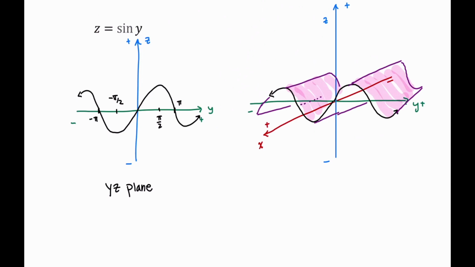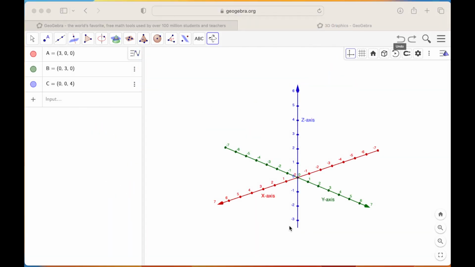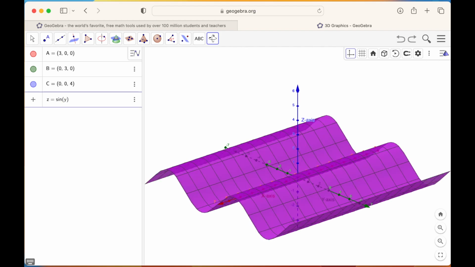So now that we've drawn this by hand, let's go ahead and look at this with technology. Here again is GeoGebra with the three-dimensional axes labeled X, Y, Z using 3 color-coded points with captions. I've shown you how to do that on a previous video, so I'm not going to go over that now. And in my input, I'm going to type in z equals sine of y.